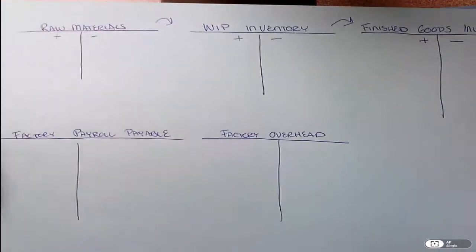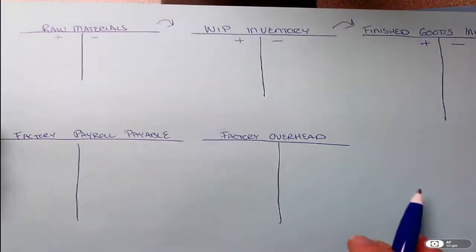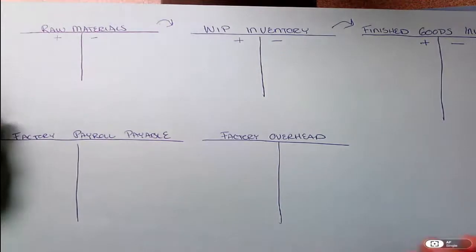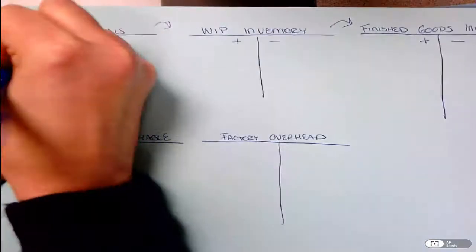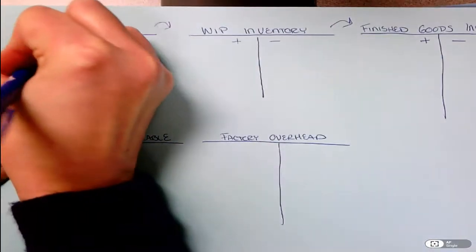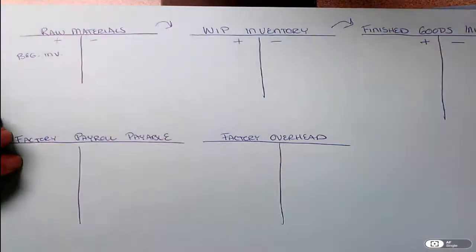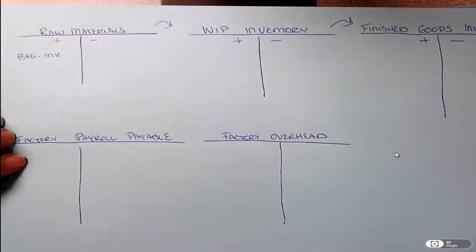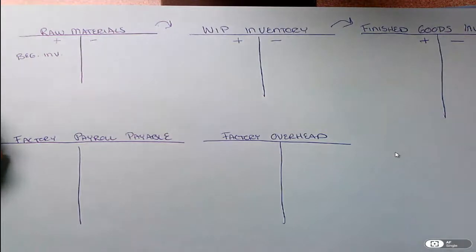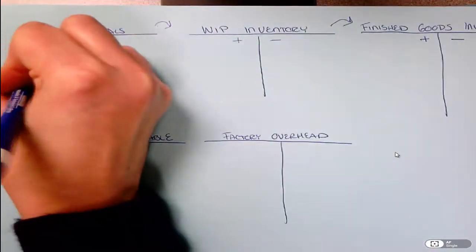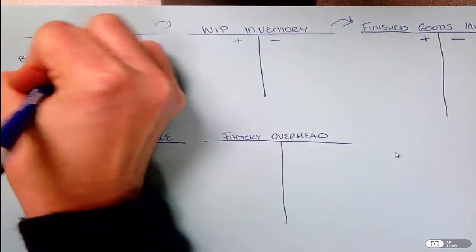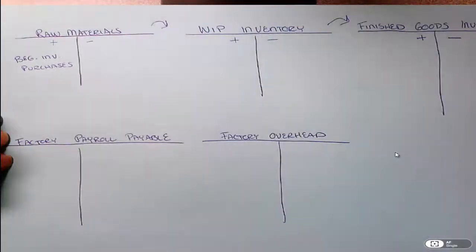So raw materials, additions to raw materials. Well, raw materials always, or usually does, start with a beginning inventory balance. What's added to that are the purchases. And what comes out of that are materials that are actually used.